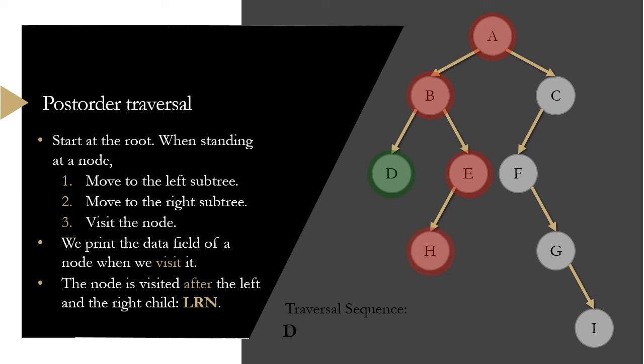Move to the left subtree. I come to H. Now, is there a left subtree of H? No. Is there a right subtree of H? No. The third step says visit the node, so I print H. I have completed all steps for H.